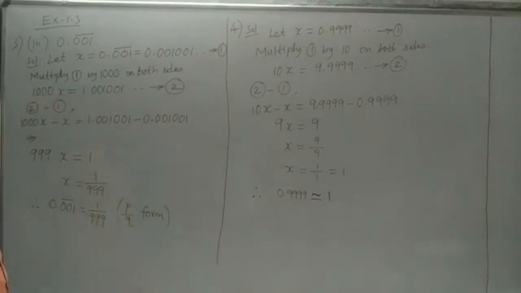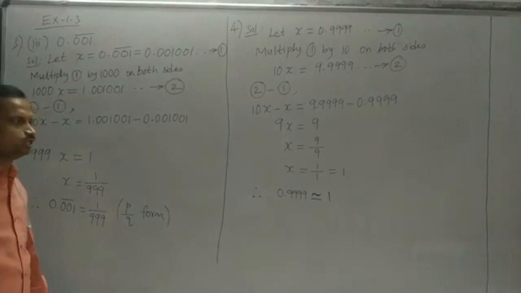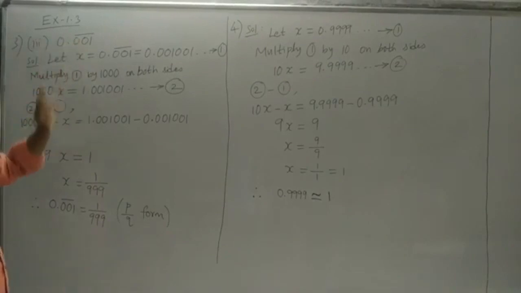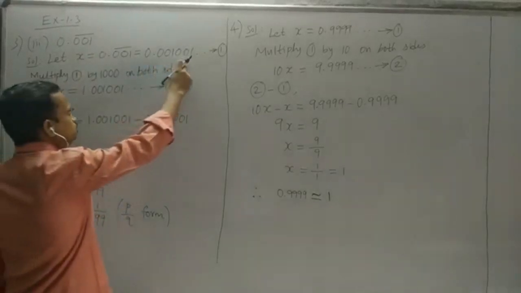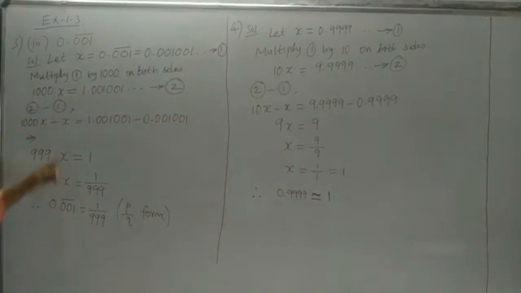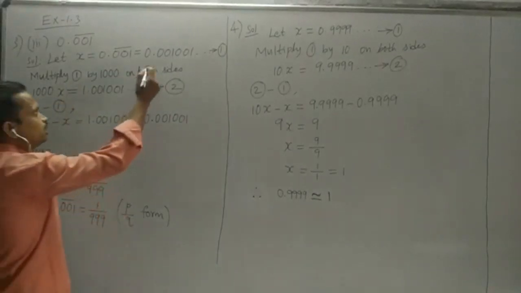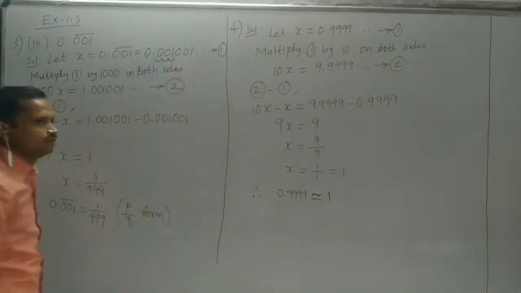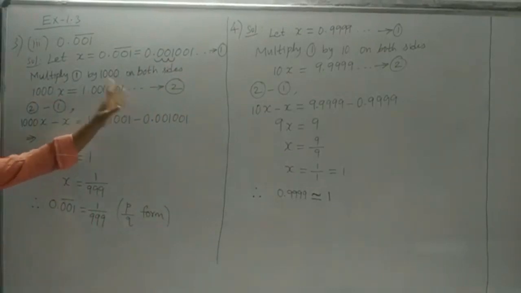And now coming to the third option of question number 3, 0.001 bar. Here 3 digits are repeating because the bar is over 3 digits. So 0.001, 001, etc. That is equation 1. Multiplying 1 by 1000 because 3 digits are repeating, you get 1000x equal to, from here the decimal is moved 1, 2, 3 places, 1.001, 001, etc. And that is equation 2.